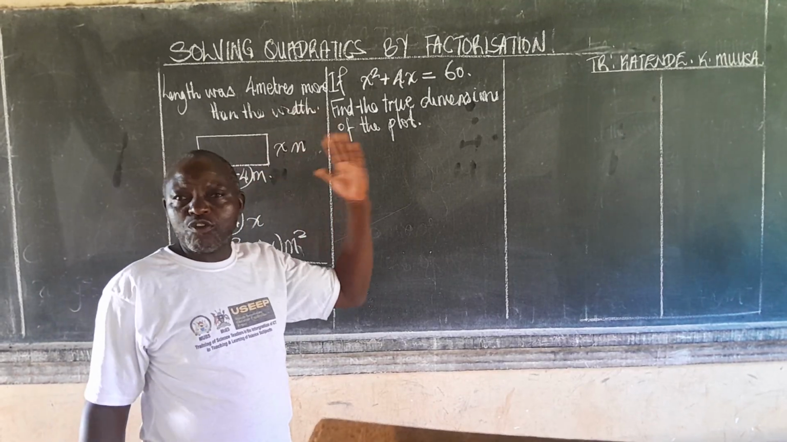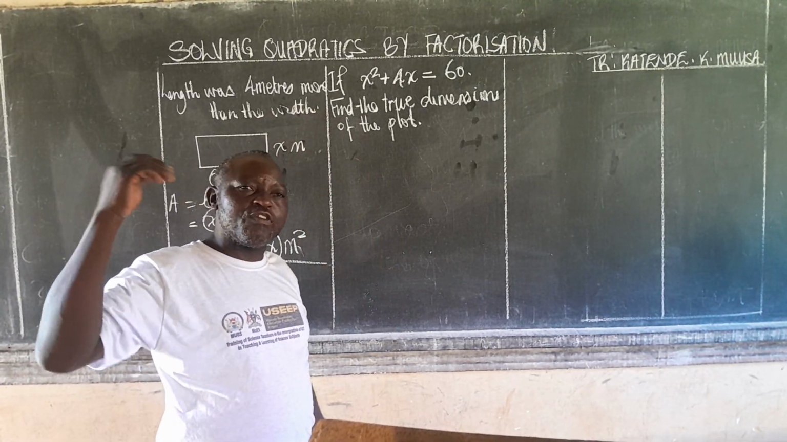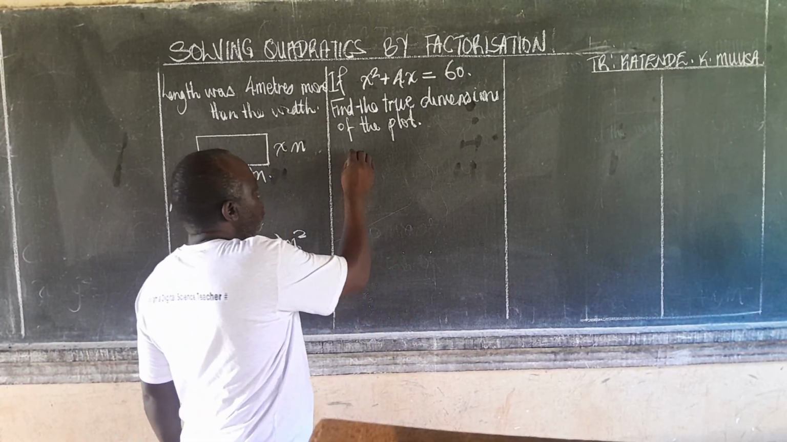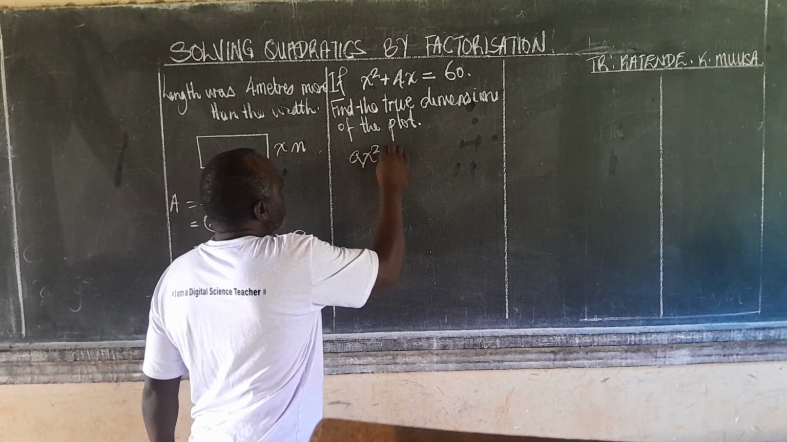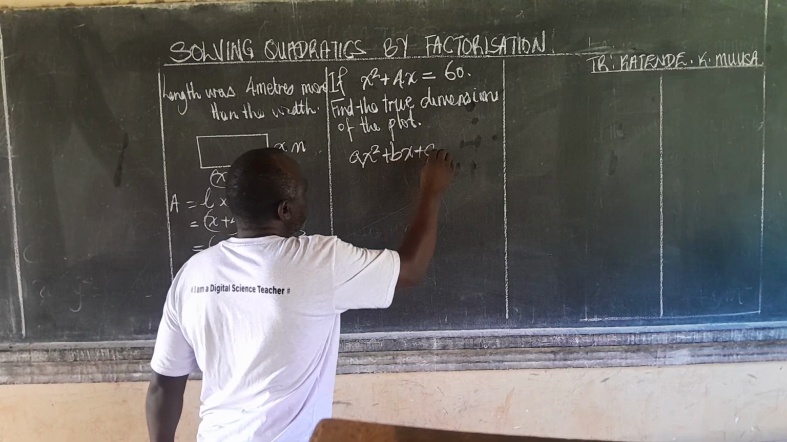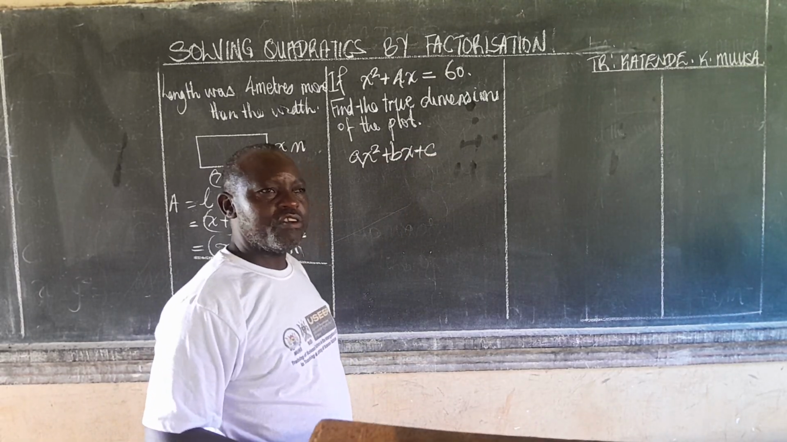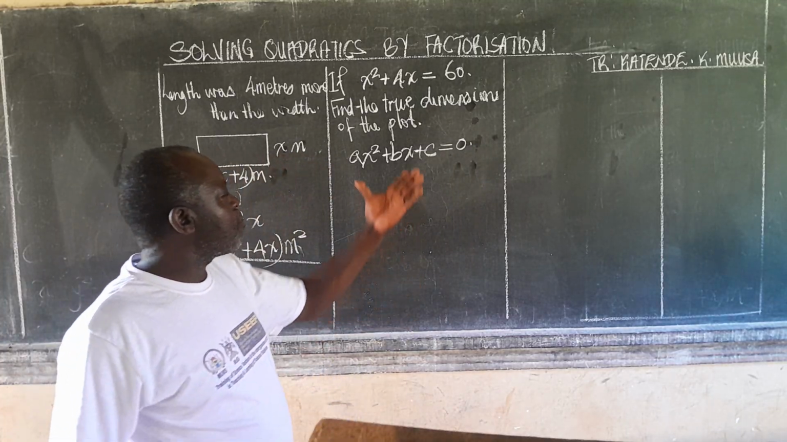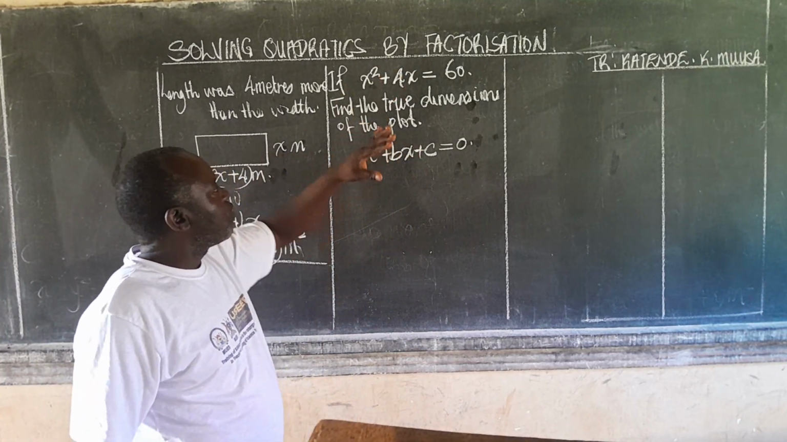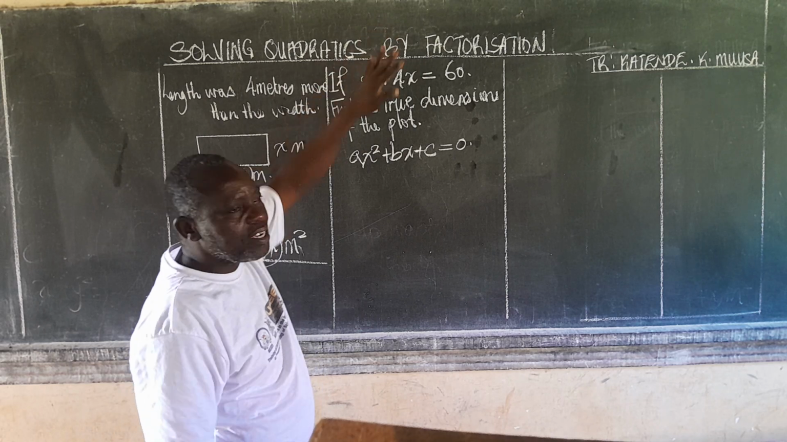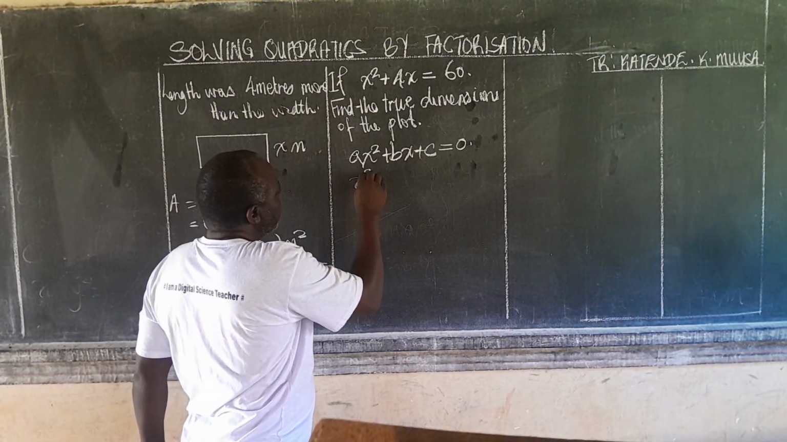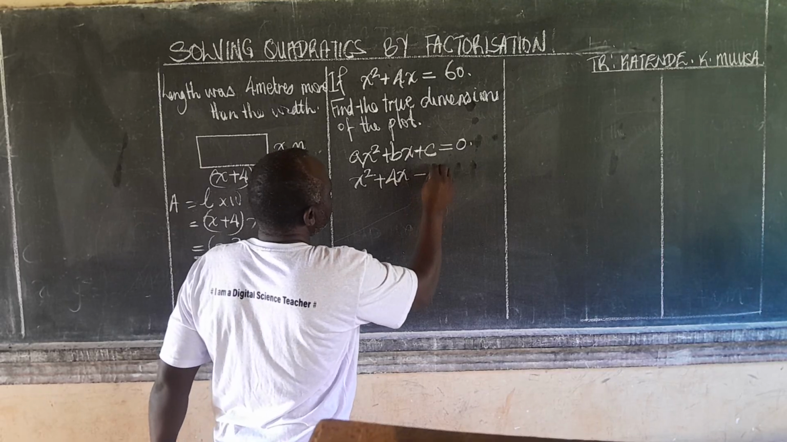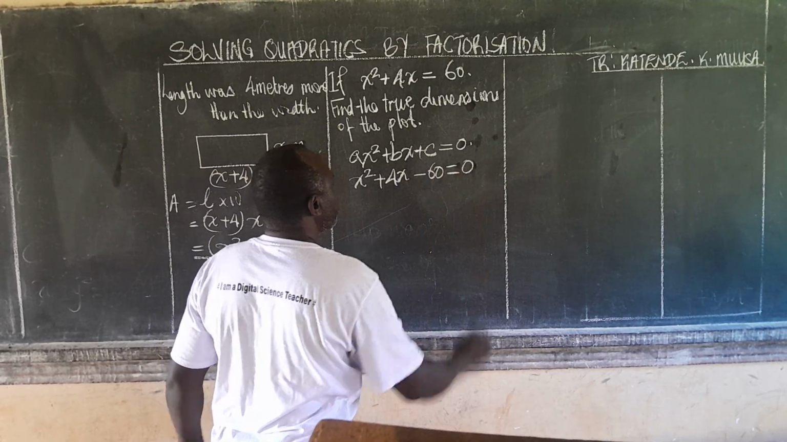What we have to do always is refer back to the general quadratic mother equation, which is ax squared plus bx plus c. When we are solving quadratic equations, this one has to be equated to 0. Now let us compare this one and this one. So we write it as x squared plus 4x minus 60 equals 0.